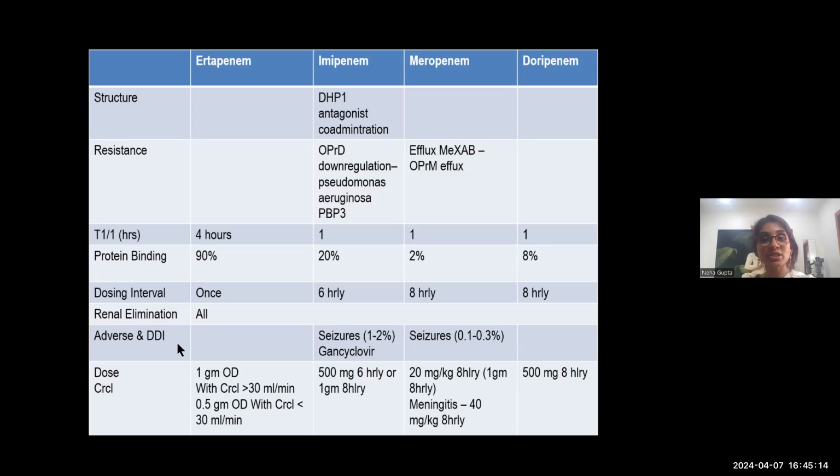Adverse drug reactions have been noticed with the carbapenems. Seizure potential is more: it's 1 to 2% with imipenem, whereas it's 0.1 to 0.3% with meropenem. There is an interaction with ganciclovir. Ganciclovir and imipenem should not be given together, as it also increases the seizure potential. And similarly, valproic acid and imipenem again have seizure potential.